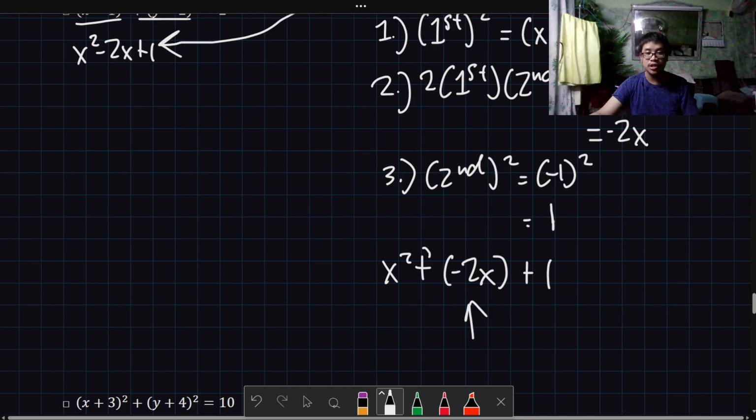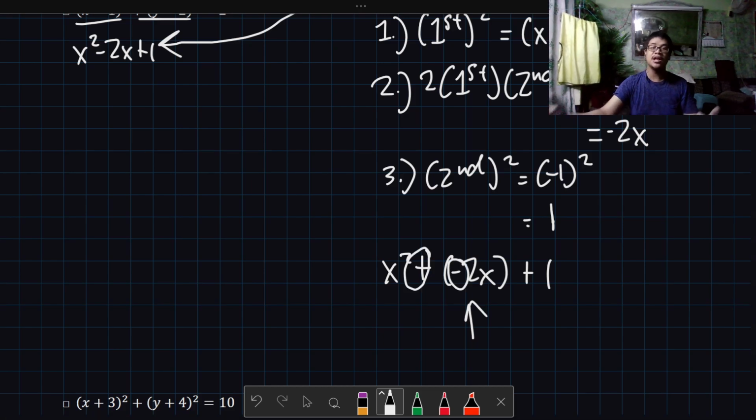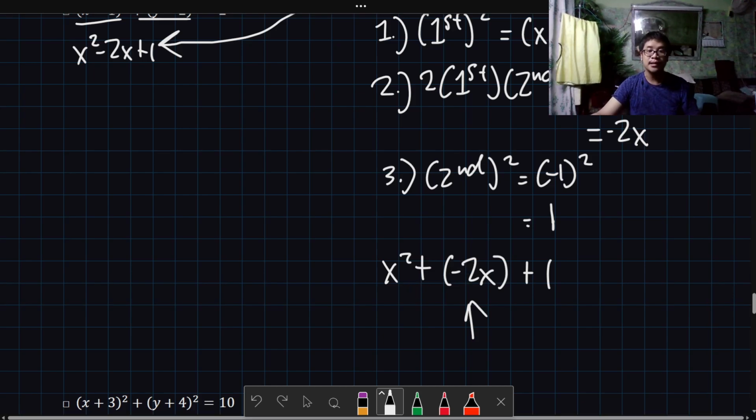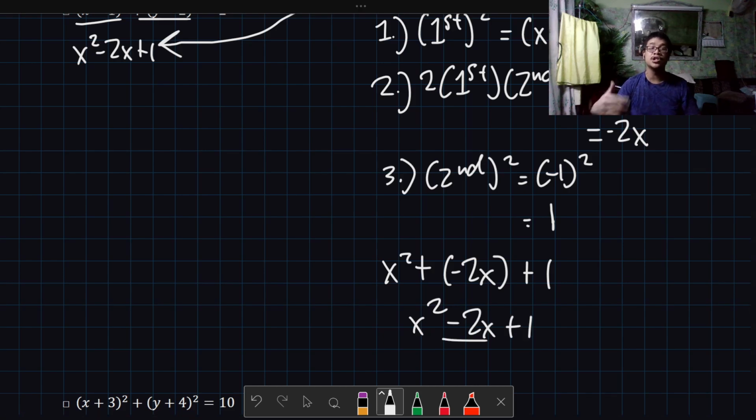Now, if you notice, the plus and negative signs are beside each other. So imagine you multiply them: positive times negative, plus times negative. Remember that in multiplication, if you multiply a positive and a negative, the answer is negative. So plus times negative will give you negative. So you have negative 2x plus 1, and therefore you have minus 2x instead. All right? So now you know.